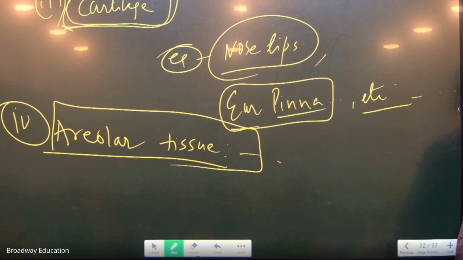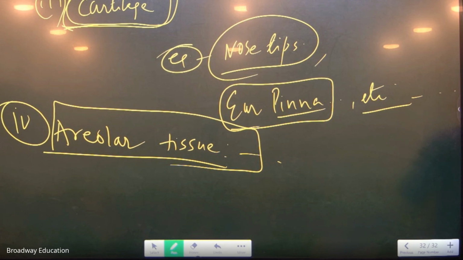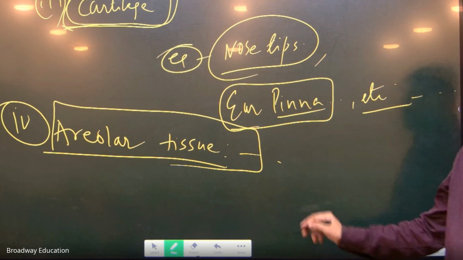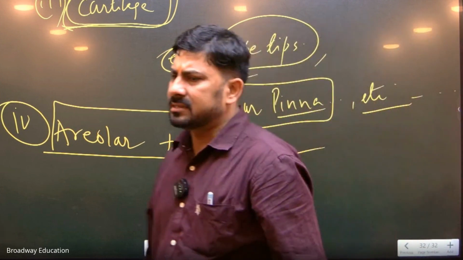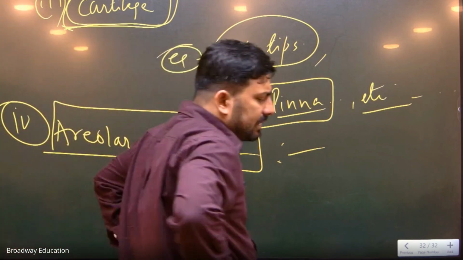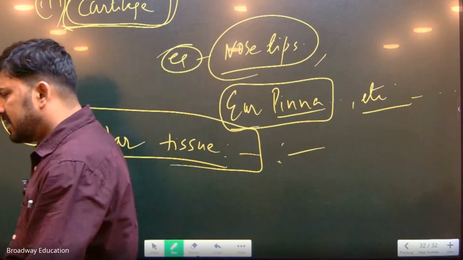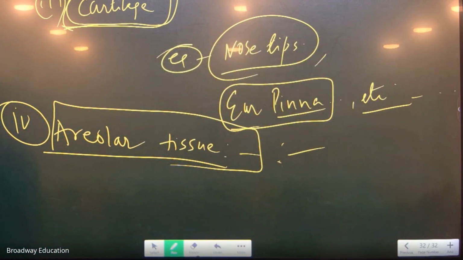Getting my point? So these areolar tissues are present where? Between the muscles and the skin. Understood? Is this part clear? Please write it down. These types of tissues are found between the muscles and the skin. Full stop. Written.